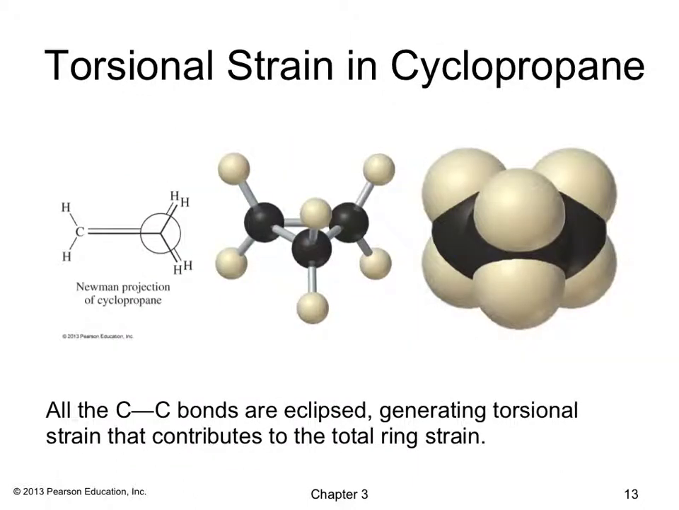If we look at torsional strain in cyclopropane and we do a Newman projection, for example, we see that they're all eclipsed. The C-C bonds are eclipsed. As a result, you see this torsional strain that contributes to the total ring strain of cyclopropane.